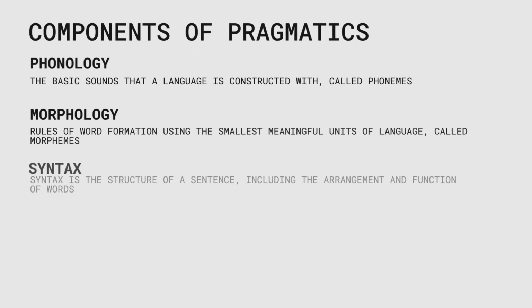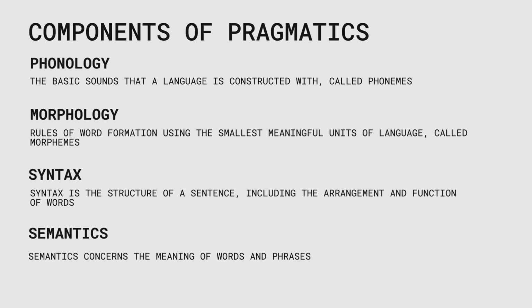There are 4 components of pragmatics. We have phonology, morphology, syntax, and semantics. Phonology are the basic sounds that a language is constructed with, called phonemes. Morphology are the rules of word formation using the smallest meaningful units of language, called morphemes. Syntax is the structure of a sentence, including the arrangement and function of the words. Semantics concerns the meaning of words and phrases.